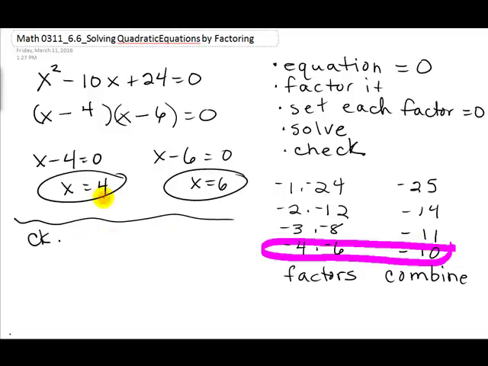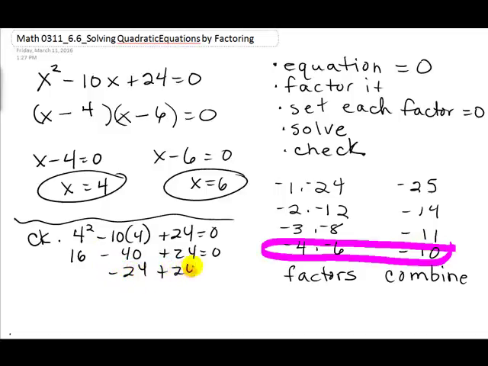So let's check the 4 first. So 4 squared minus 10 times 4 plus 24. 16 minus 40. That is a negative 24. And so we get 0 on the left and we had 0 on the right. This matches, so that means my 4 is correct.